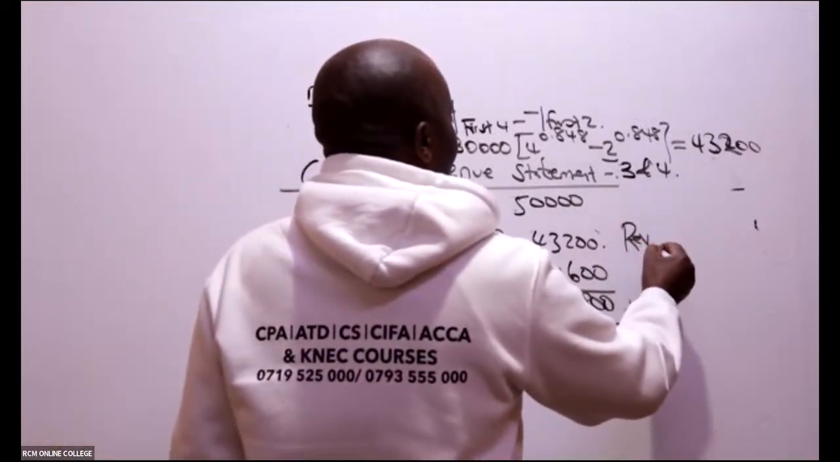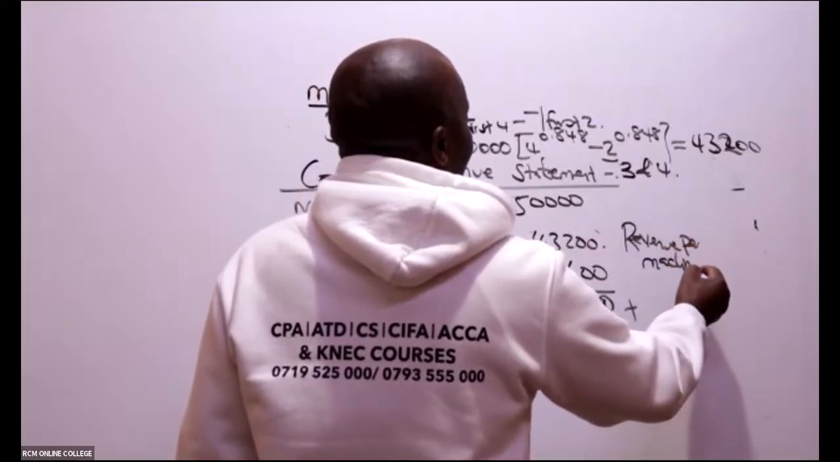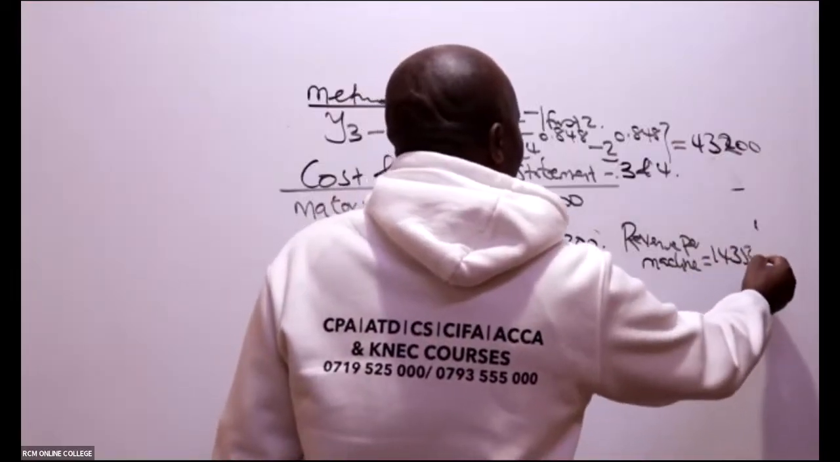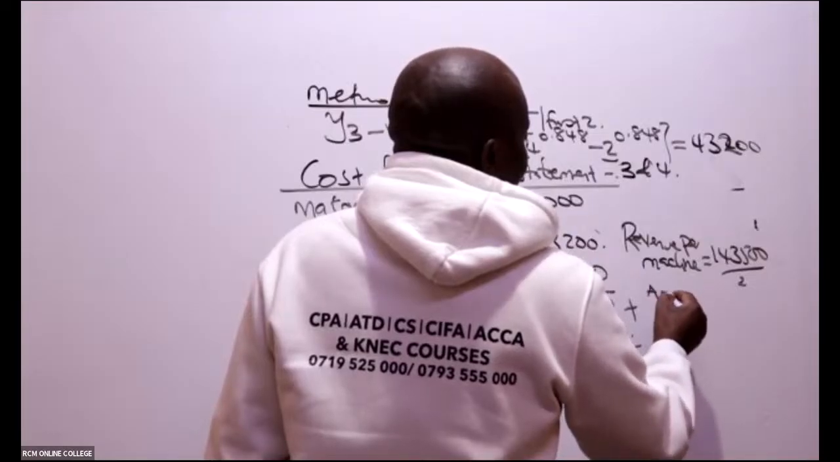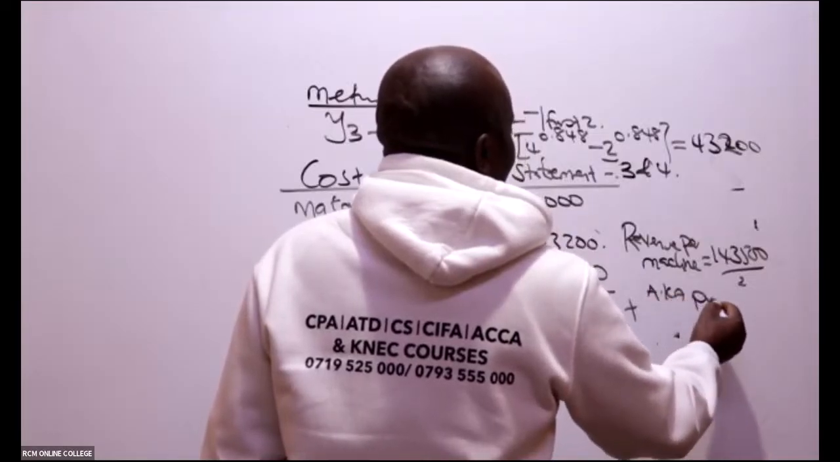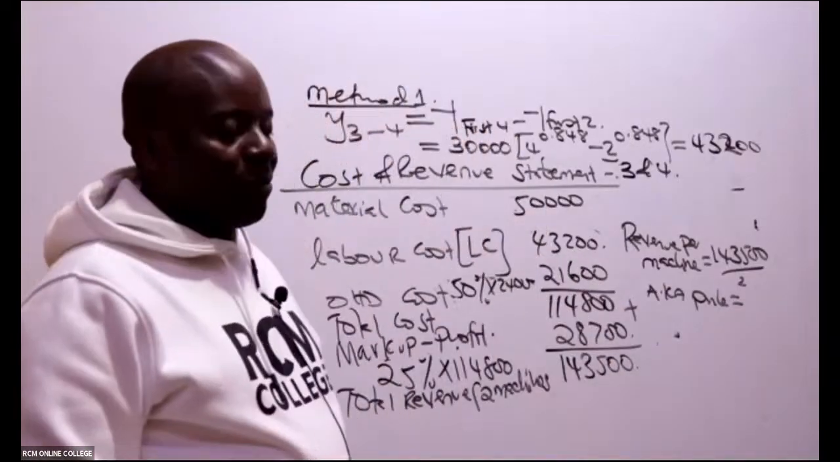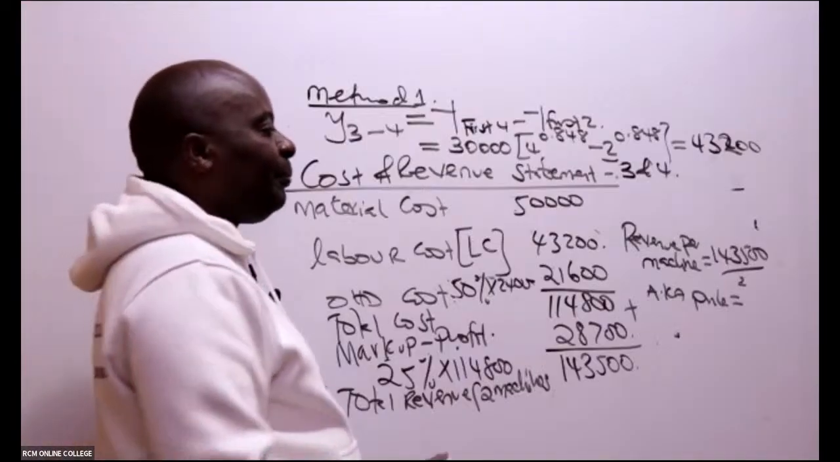Revenue per machine. So revenue per machine, it will be 143,500 divided by 2, which will be exactly equal to the price, the selling price per machine. 71,750.